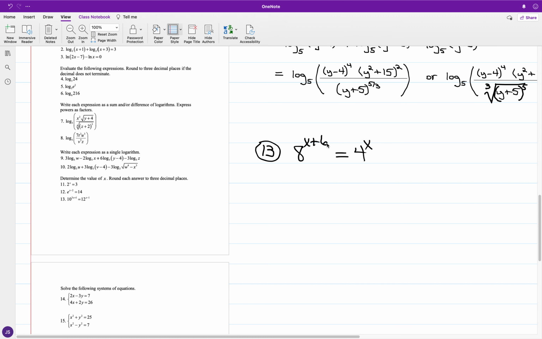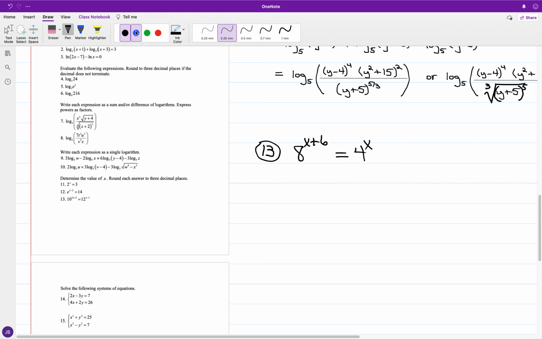Now, again, we can write this and solve for x. We have 8 to the x plus 6 is equal to 4 to the x. Now 8 is a multiple of 4 once again, but it is not an integer power of 4. And working with integer powers and common bases, for both 8 and 4, you're going to have the common base to be 2.